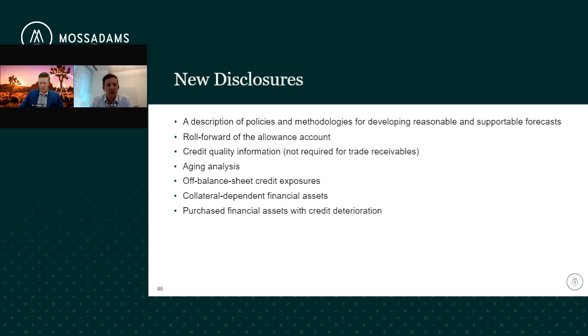I want to touch on some new and required disclosures as a result of the standard. Requirements include, obviously, description of policies and the methodologies to determine the new expected credit loss. There's also a roll forward that is required on the allowance account. This roll forward is likely to be a new disclosure for many of our clients.